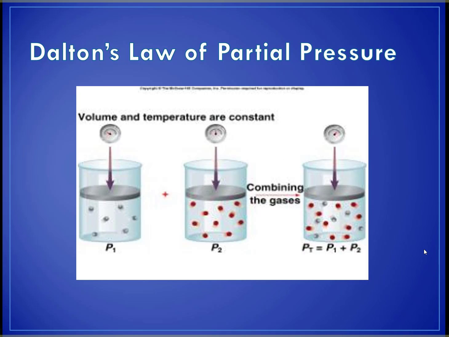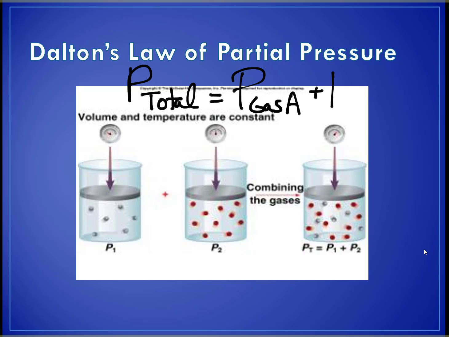So now we come to Dalton's law of partial pressure. And Dalton, he was the man that came up with the atomic theory of matter, how everything is composed of atoms. And his law of partial pressure says that the total pressure is equal to the pressure of one of the gases in the mixture plus the pressure of the next gas in the mixture. And if there's more, you would just keep going. So you add up the partial pressures of each of the gases in the mixture, and then that will give you the total pressure.